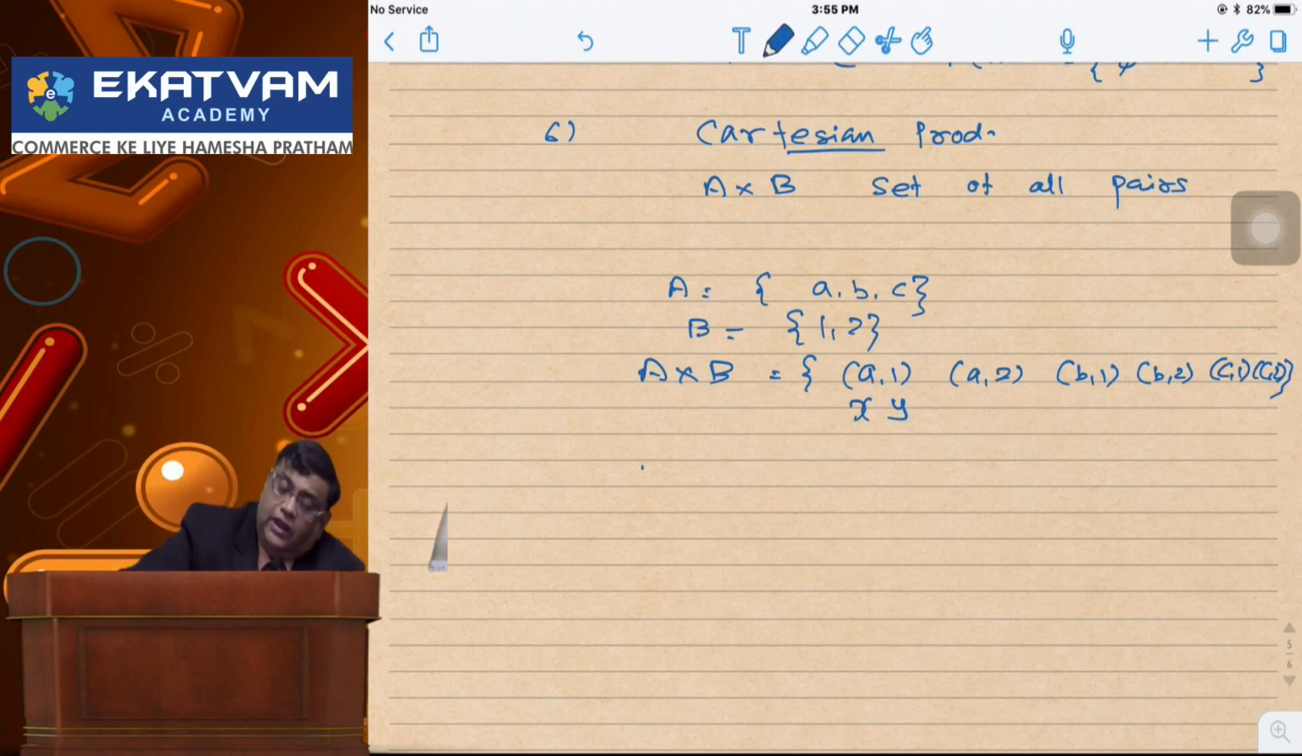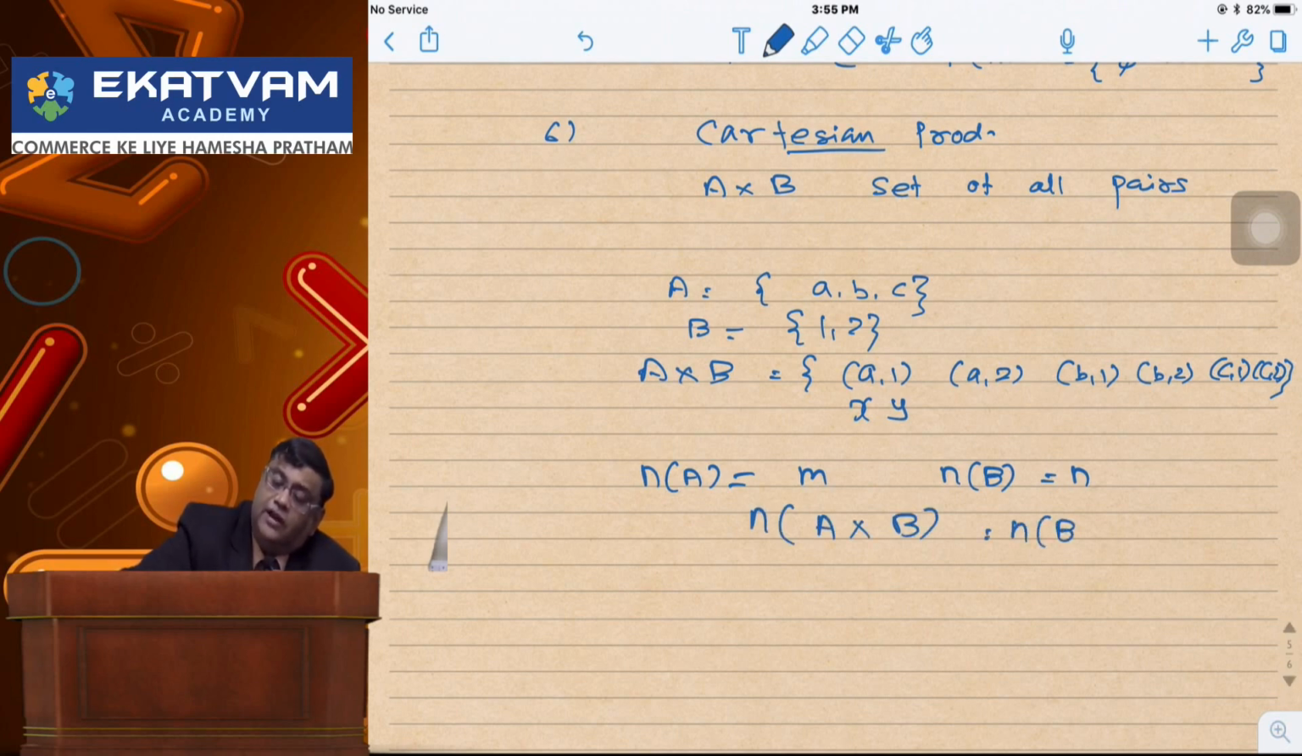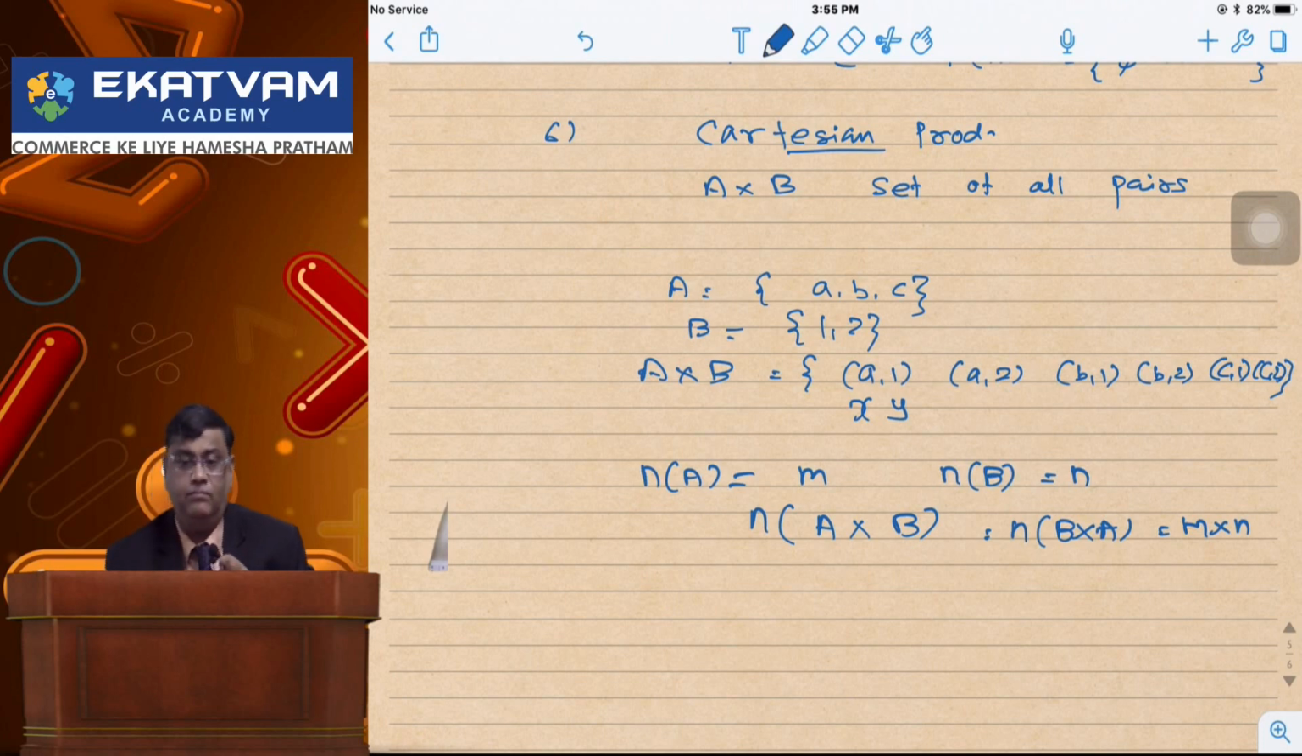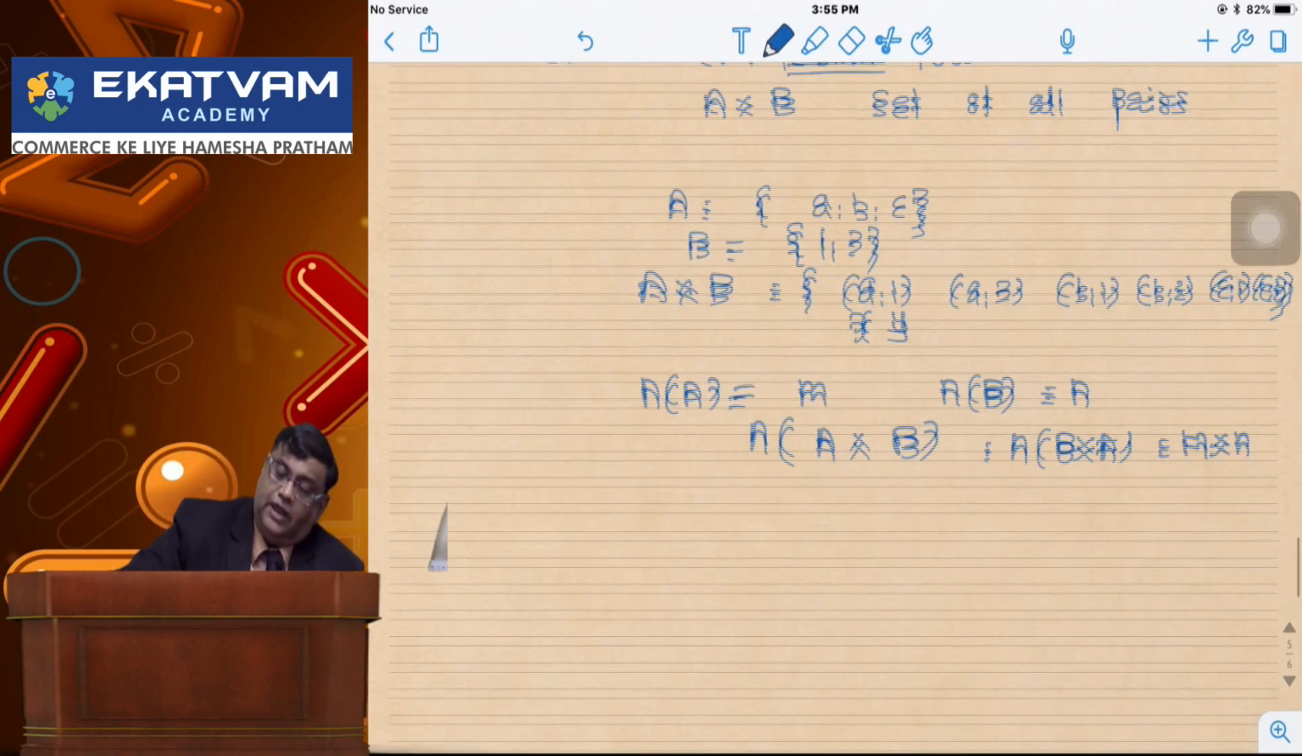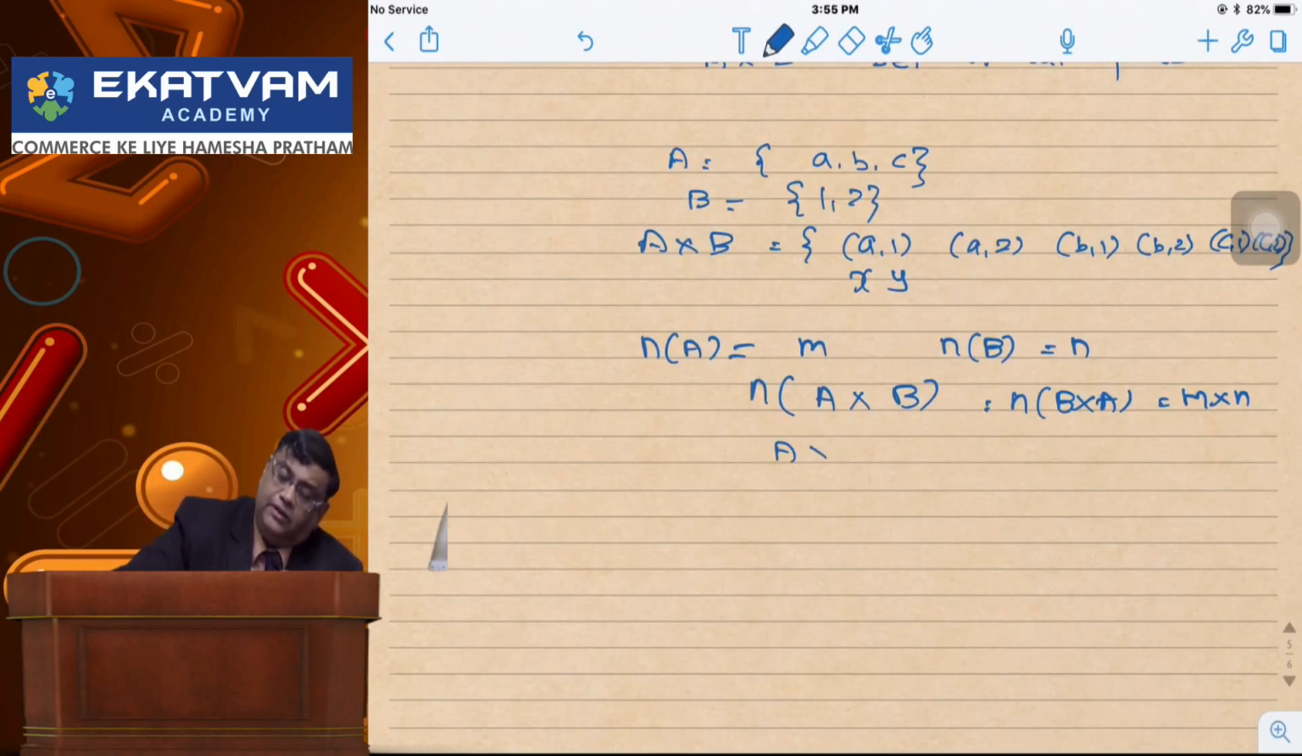So tell me, if cardinality of A is M, cardinality of B is N, then what is the cardinality of A cross B? That is same as cardinality of B cross A. ये होता है M into N. Their cardinalities are equal, but remember, the sets are not equal. A cross B is not same as B cross A.